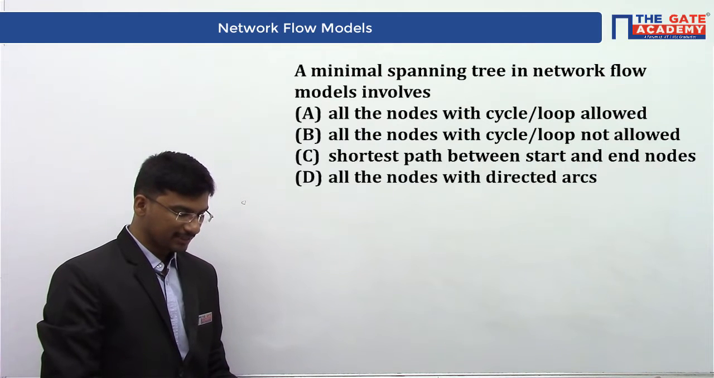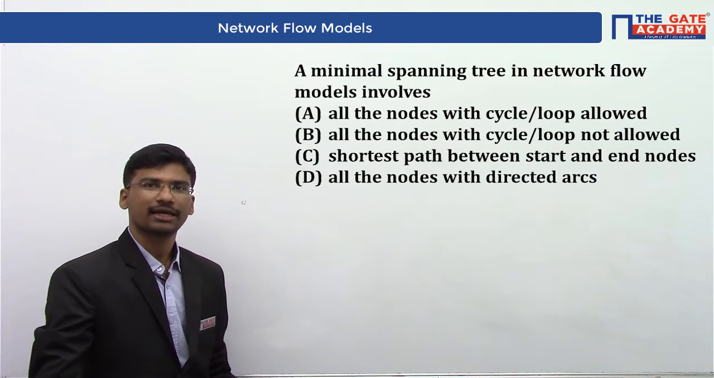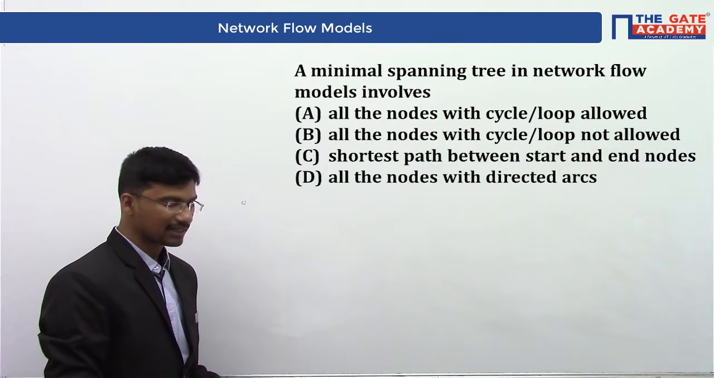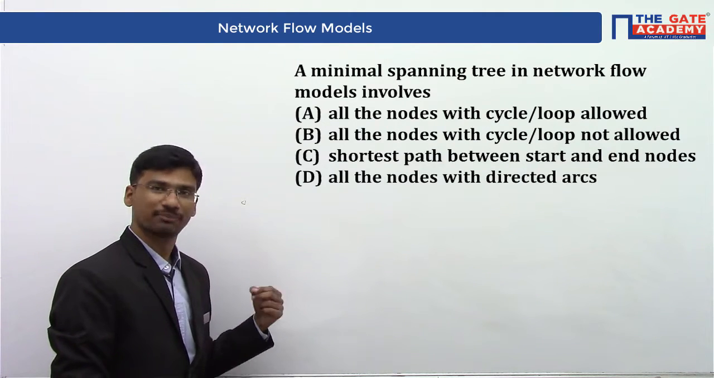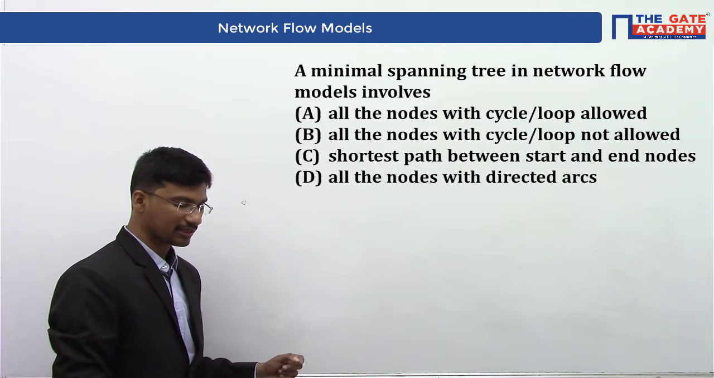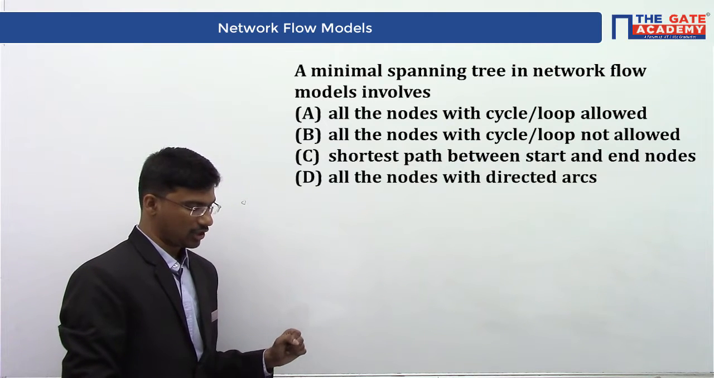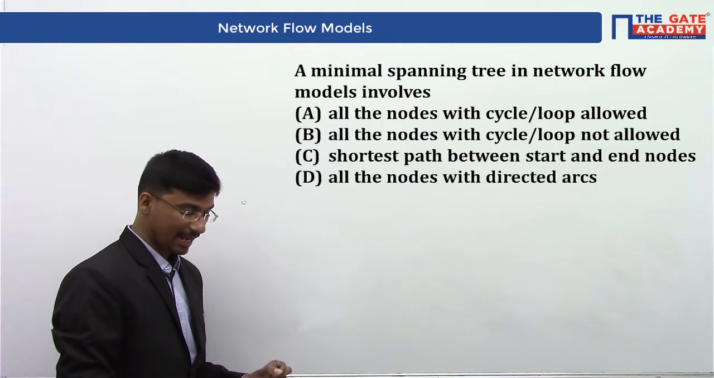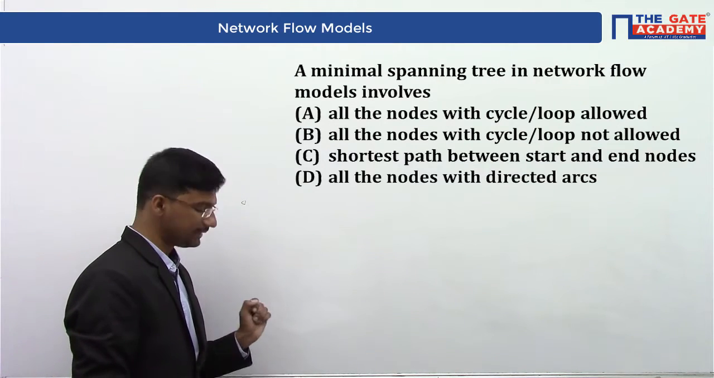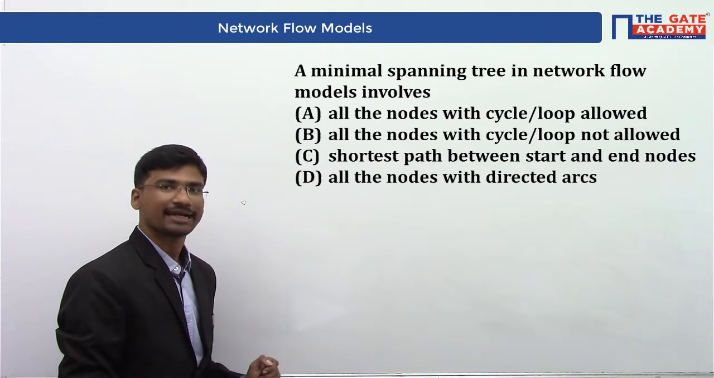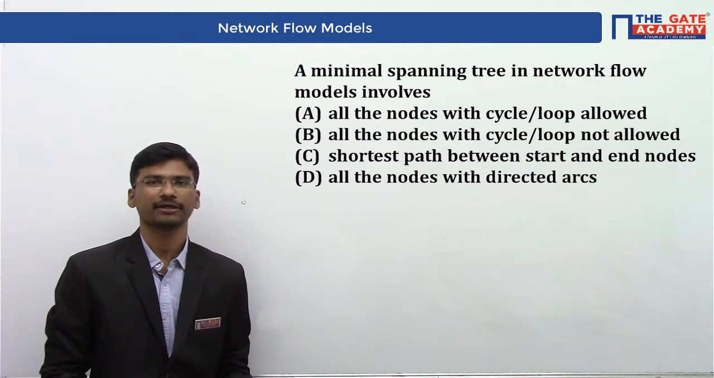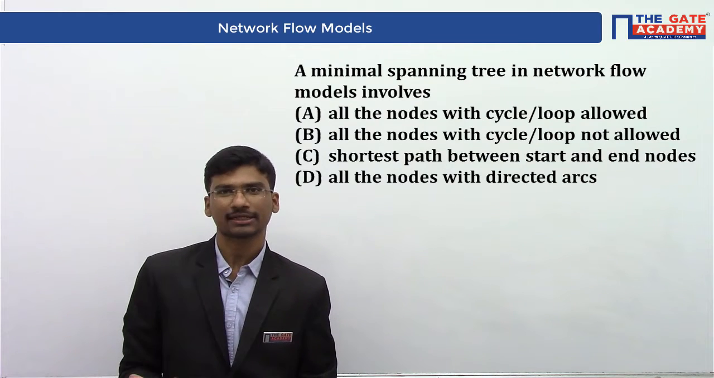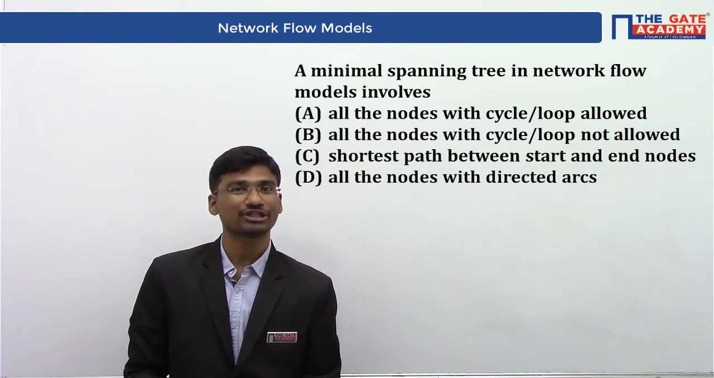The minimal spanning tree in the network flow models involves: option A, all the nodes with cycle or loop allowed. Option B, all the nodes with cycle or loop not allowed. Option C, shortest path between start and end nodes. And option D, all the nodes with directed arcs. Okay, so this is just a theoretical type of question. So what could be the answer? So the answer will be option B.